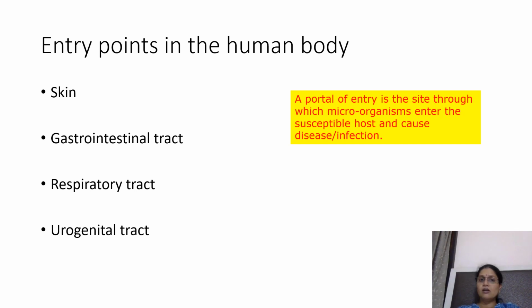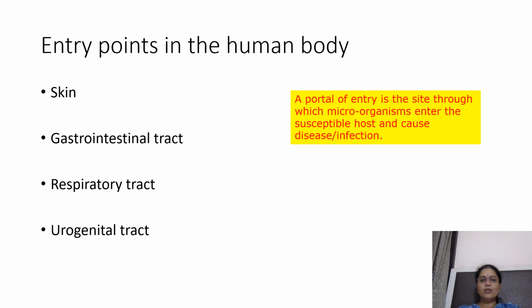But occasionally, an infective agent can enter by more than one portal. For example, if you take Mycobacterium tuberculosis, it enters through both the respiratory tract and gastrointestinal tract and can cause the infection in both these places.